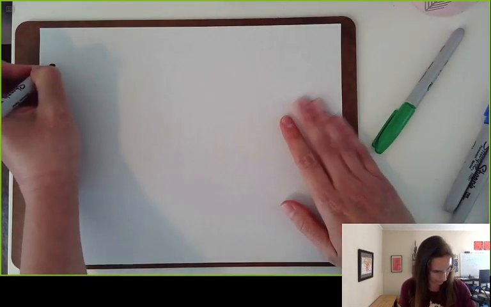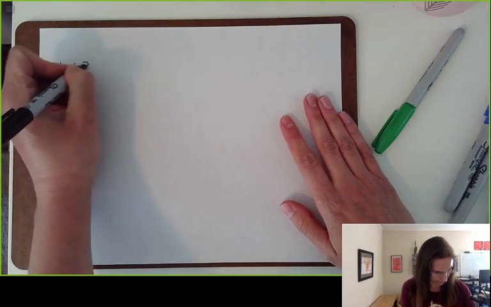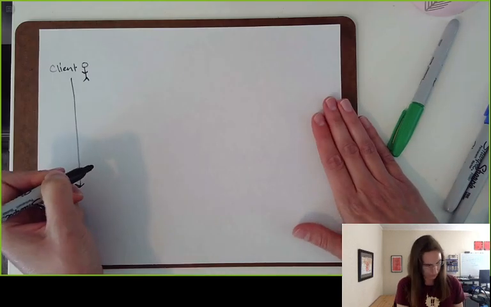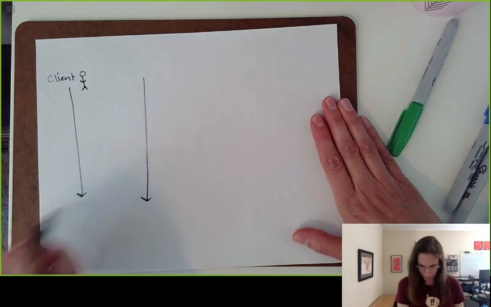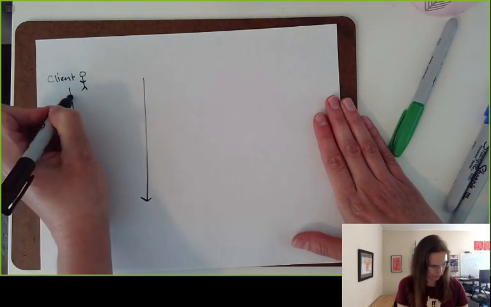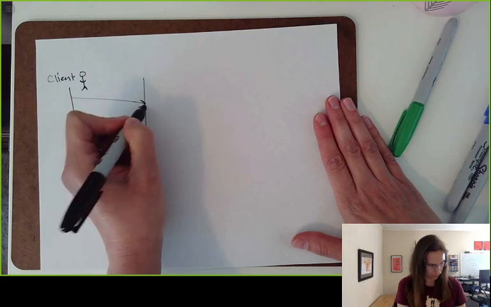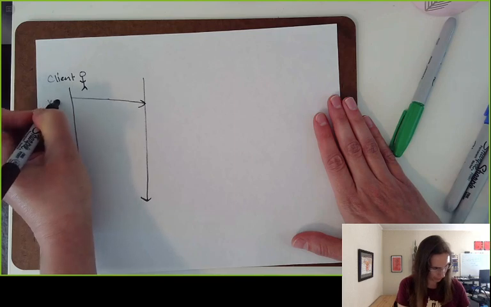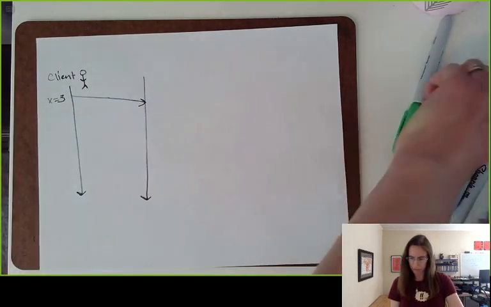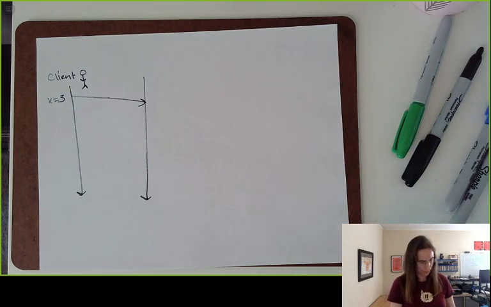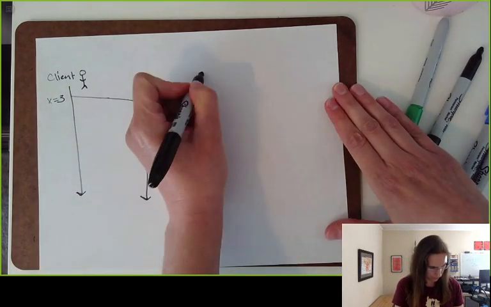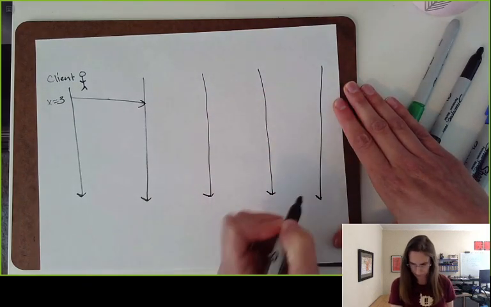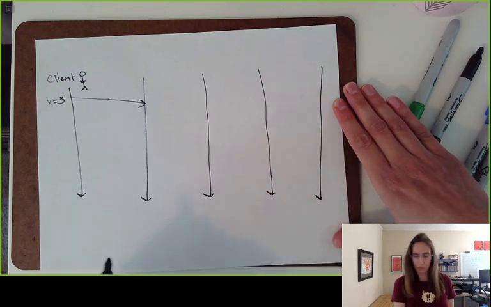So here's our client. And we're going to keep it the same way as before, where when we do a write, it goes to the primary. So maybe this is our write of set X to 3. And let's keep the same number of replicas that we did before. But let's have it work this way.